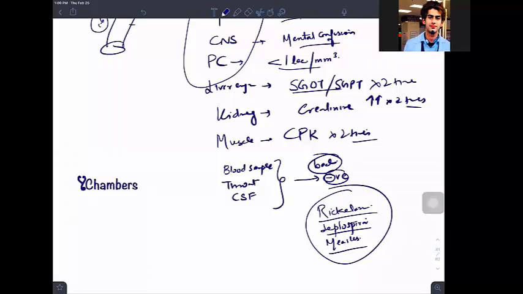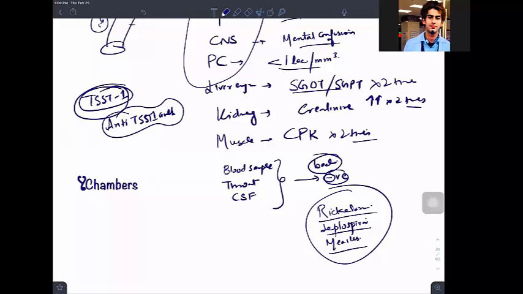So if there is a TSST1 toxin, then the name of the antibody in the body should become anti-TSST1 antibody, isn't it? If I am making antibodies for a specific thing, my name becomes anti-TSST1 antibody. If the toxin is TSST1 toxin, then the antibody in my blood should be against this toxin, that is anti-TSST1 antibody.